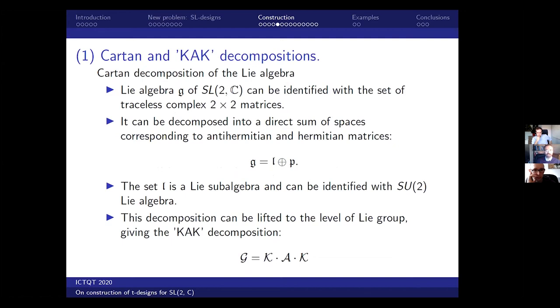Now let's focus on the Lie algebra of the special linear group. It can be identified with the set of traceless complex 2x2 matrices, and it can be decomposed into a direct sum of two spaces. They correspond to anti-Hermitian and Hermitian matrices. This decomposition is called the Cartan decomposition, and it has a much deeper background, but I will not talk about it. What is important is that this subspace L is a Lie subalgebra, and it is a generator of the maximal compact subgroup.